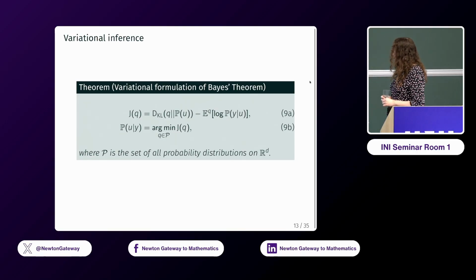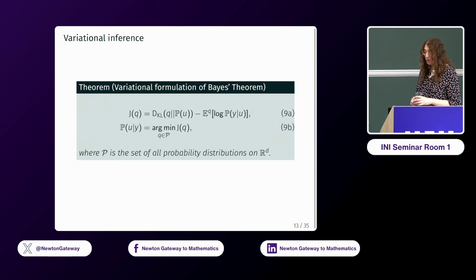And then we'll use something that we call the variational formulation of Bayes' theorem, which says the following. If we have this cost function that's a function of probability distribution Q, and we take the KL divergence between Q and some prior, P of U, and then we have this expected log likelihood, then the minimizer of this cost function over the set of all probability distributions will be the Bayesian posterior.